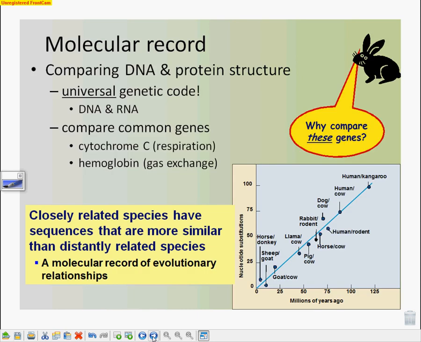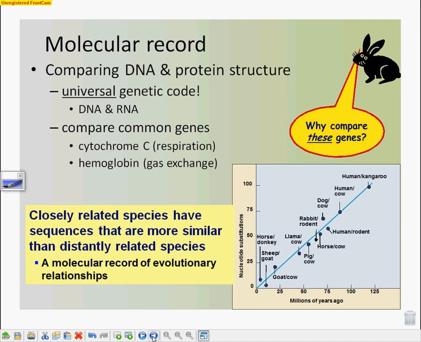The last thing that I want to show you today is the molecular record. I wanted to tag this on at the end because we are going to be doing a lab later on in the lessons that deals with this. All life uses either DNA or RNA at some point, and it's used to help code for proteins. It's a universal genetic code. If we look at some very common genes, cytochrome C is a group of enzymes that's used in respiration, and hemoglobin is used in blood. It's a protein that helps to carry oxygen, so it's used in gas exchange. These are very common processes that most life uses.